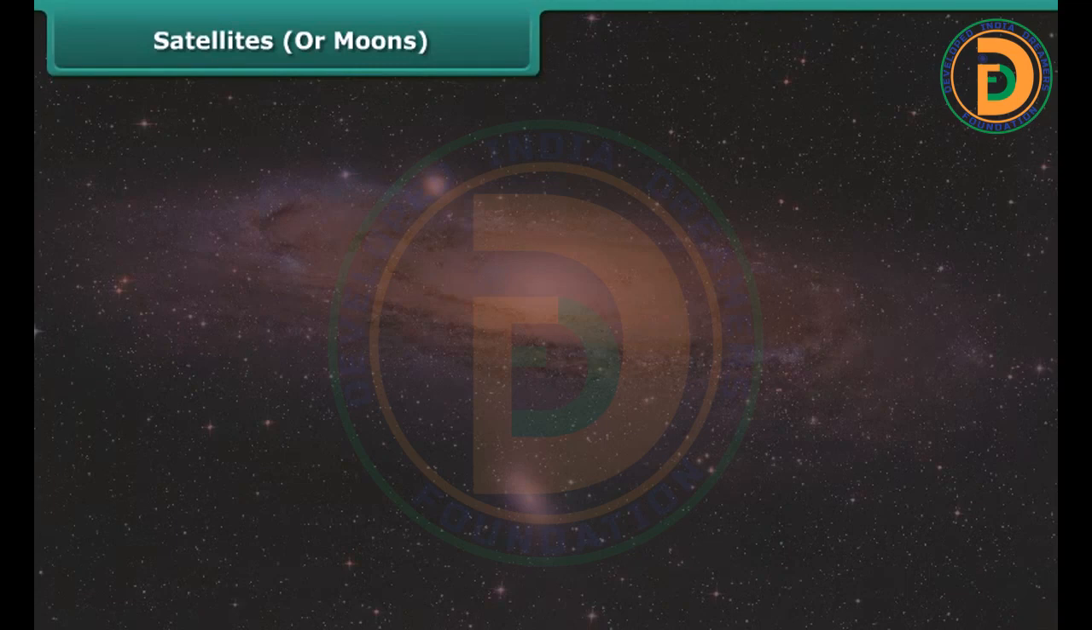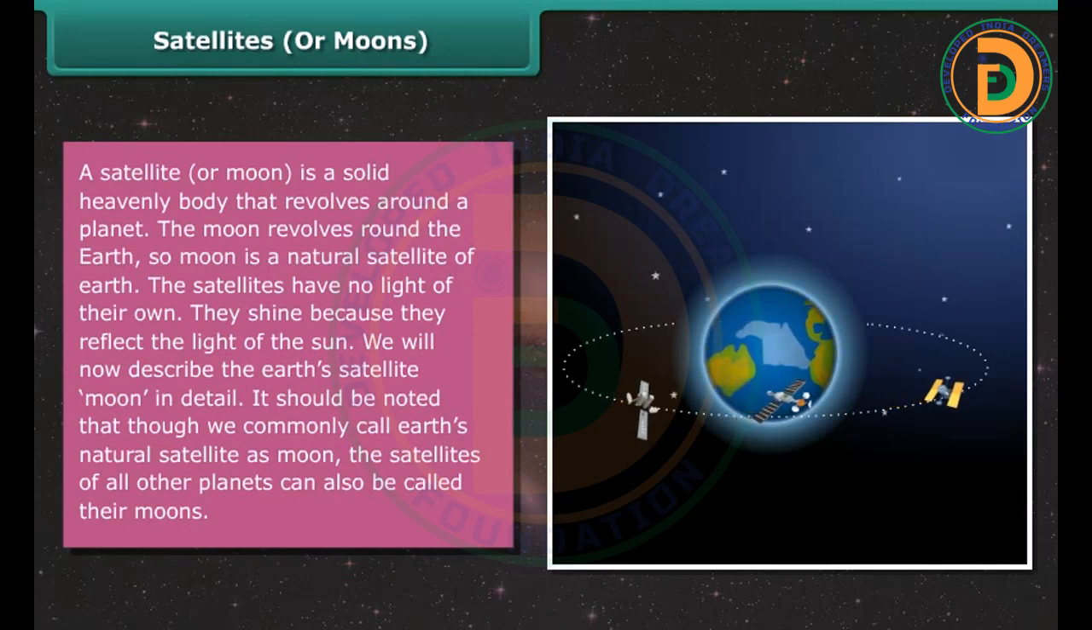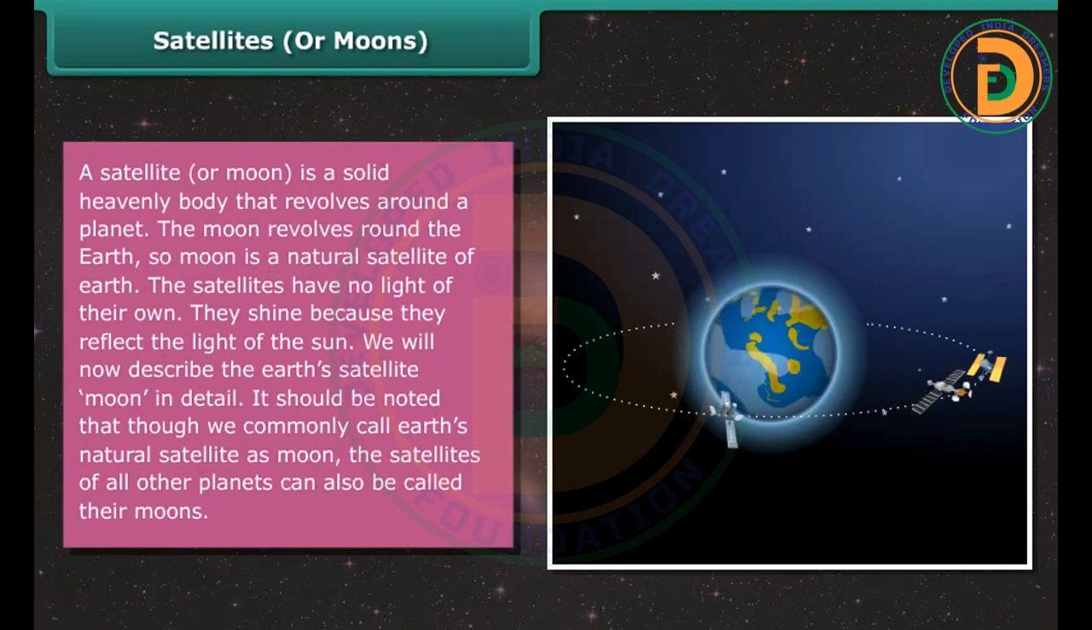Satellites or moons. A satellite or moon is a solid heavenly body that revolves around a planet. The moon revolves around the Earth, so the moon is a natural satellite of Earth. The satellites have no light of their own. They shine because they reflect the light of the Sun. We will now describe the Earth satellite, the Moon, in detail.